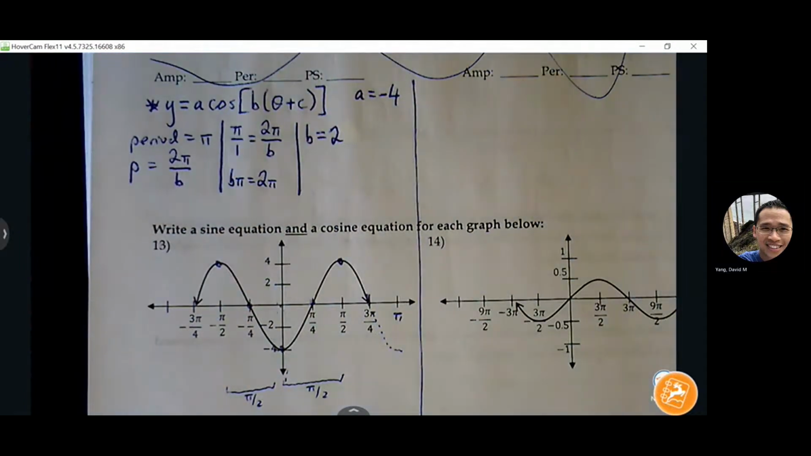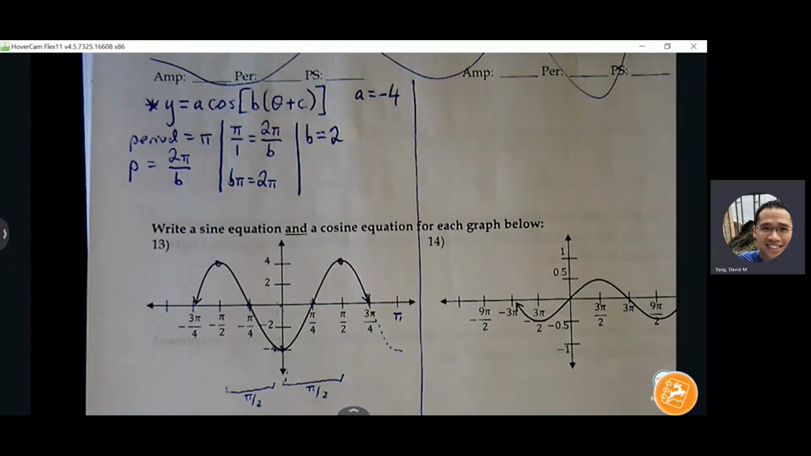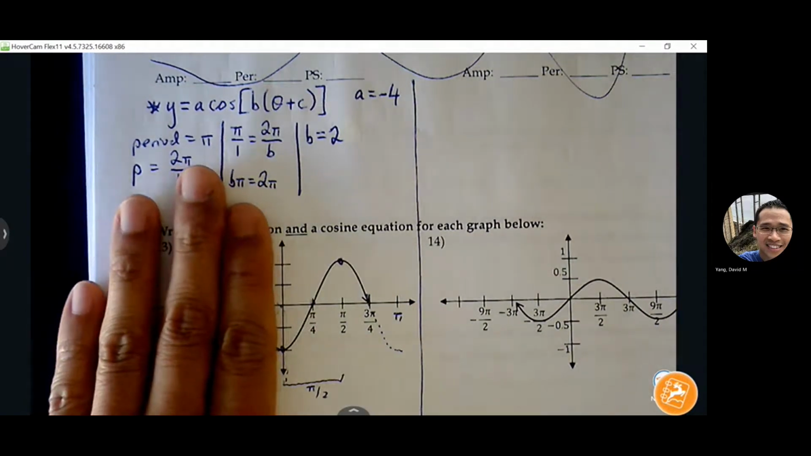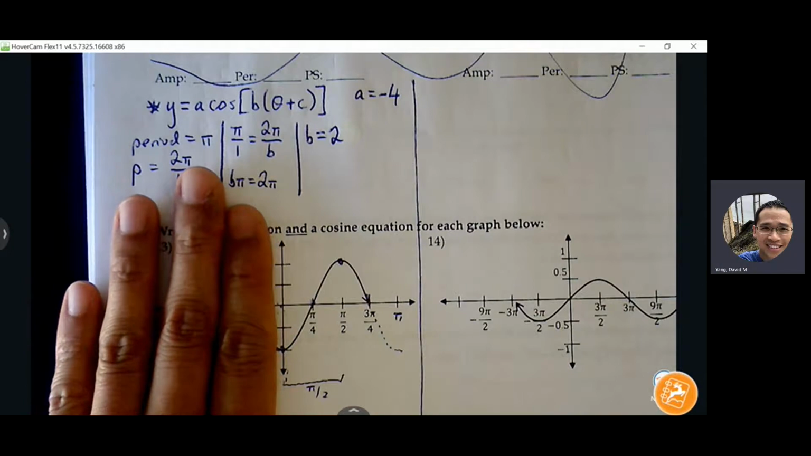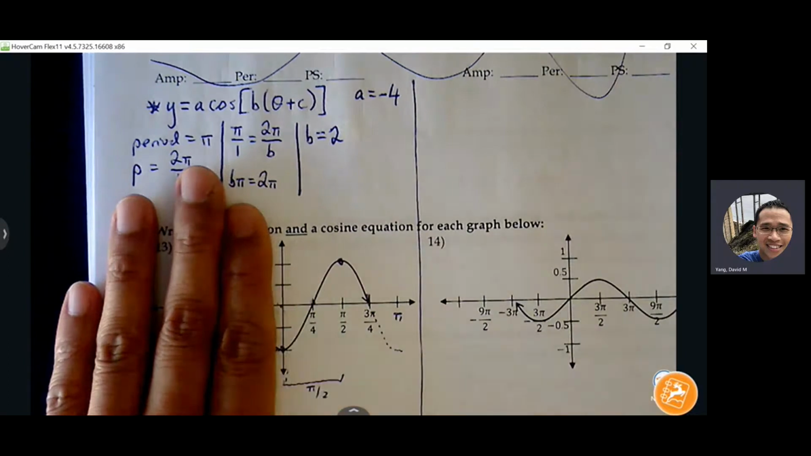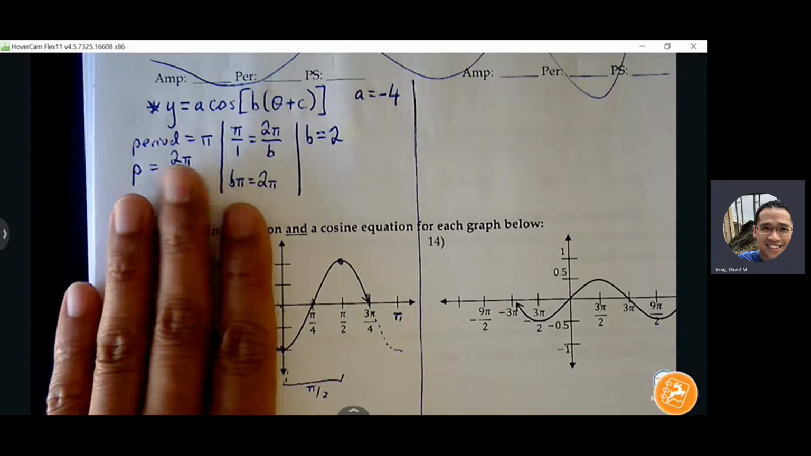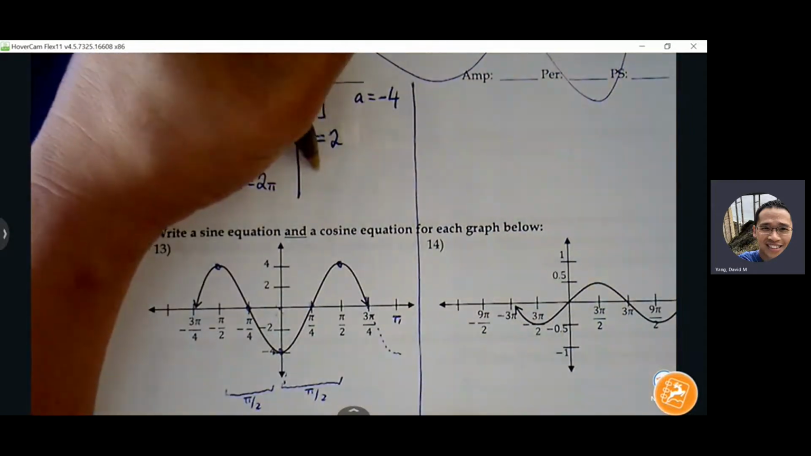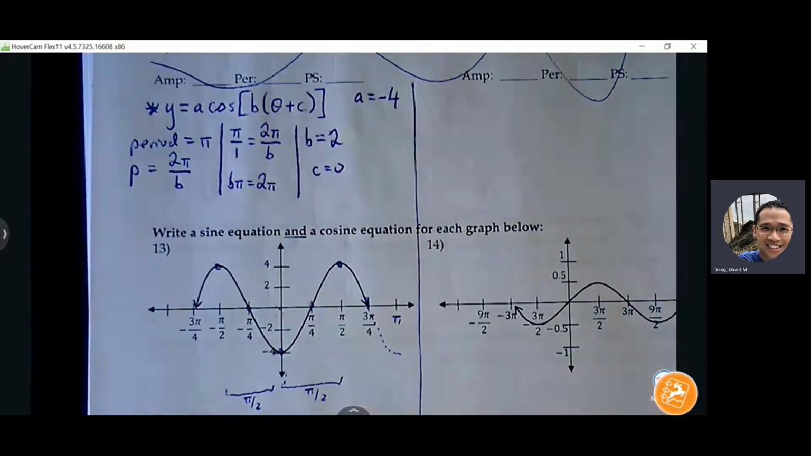Now, is there any phase shift here? Not for cosine, because we're starting on the y-axis, right? It's just reflected, but it's still starting either at the peak or at the minimum for cosine. So this one is not reflected. This one is good. So there's no need for a c-value, or the c-value is 0. This makes it an easier graph to do because we don't have to worry about the phase shift.